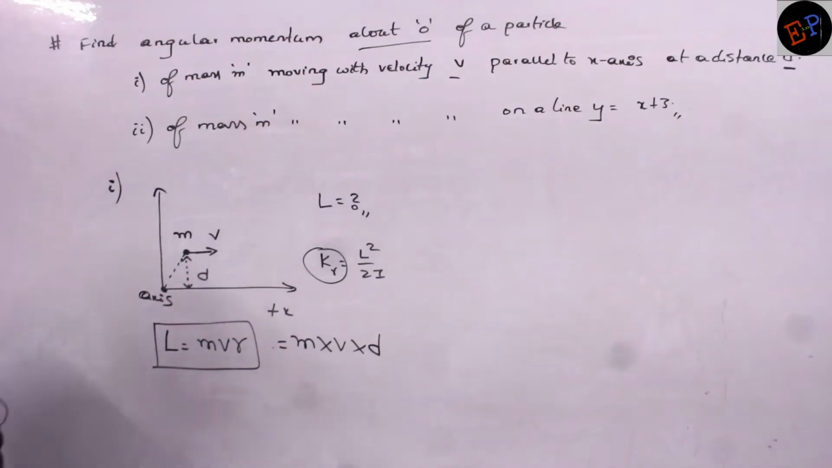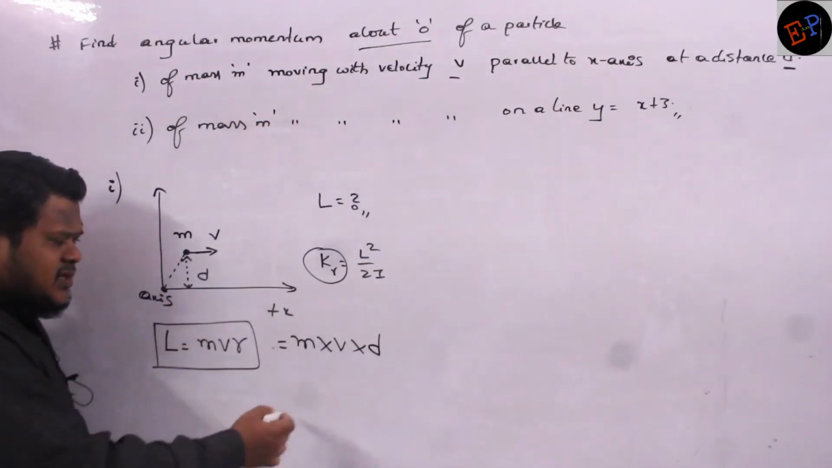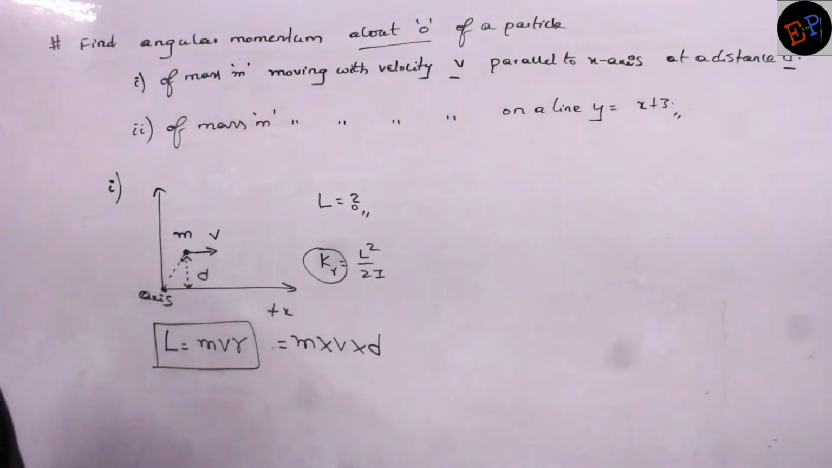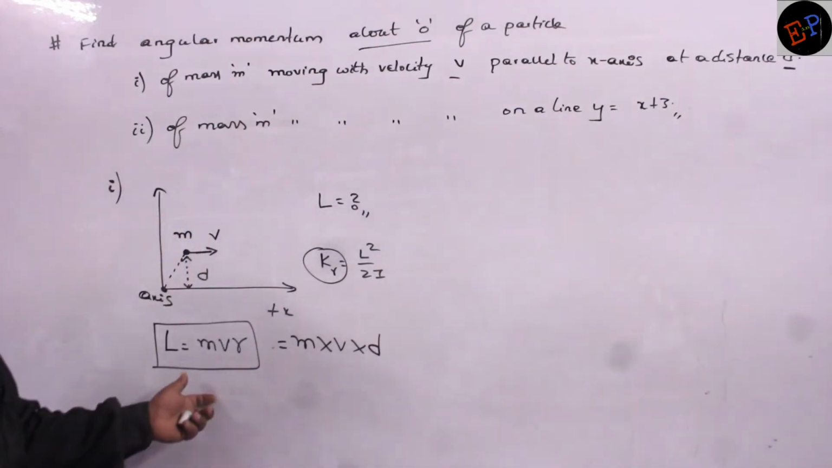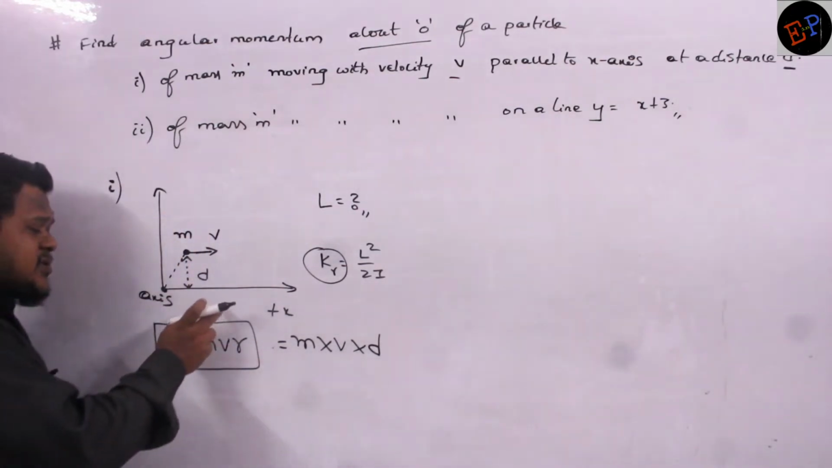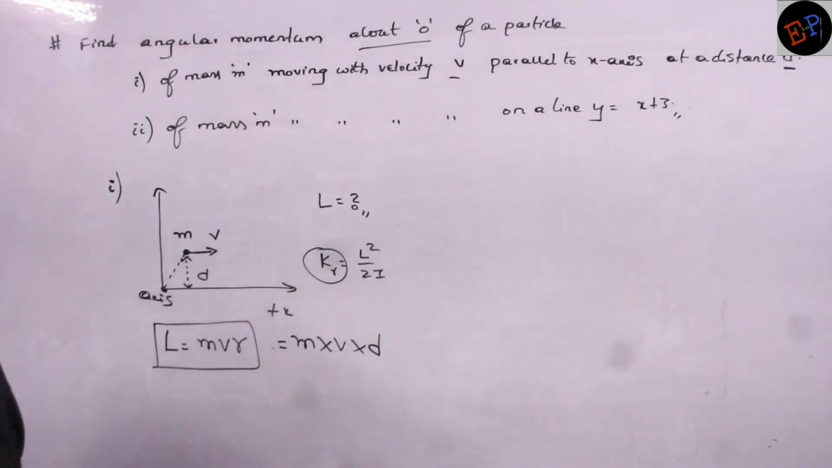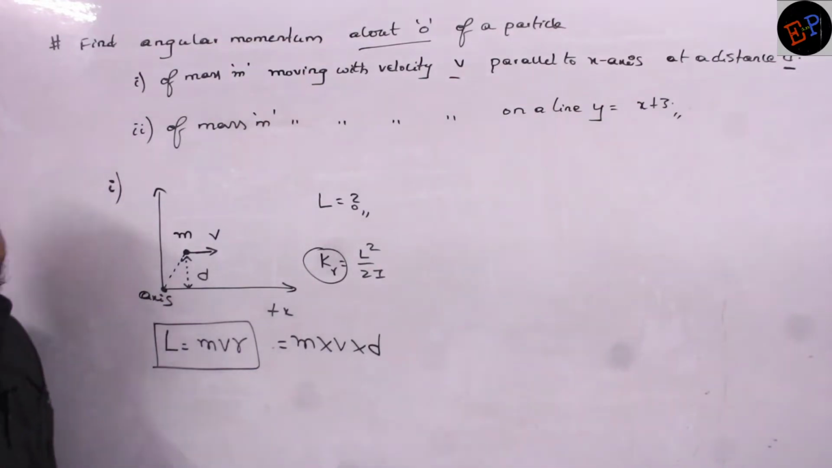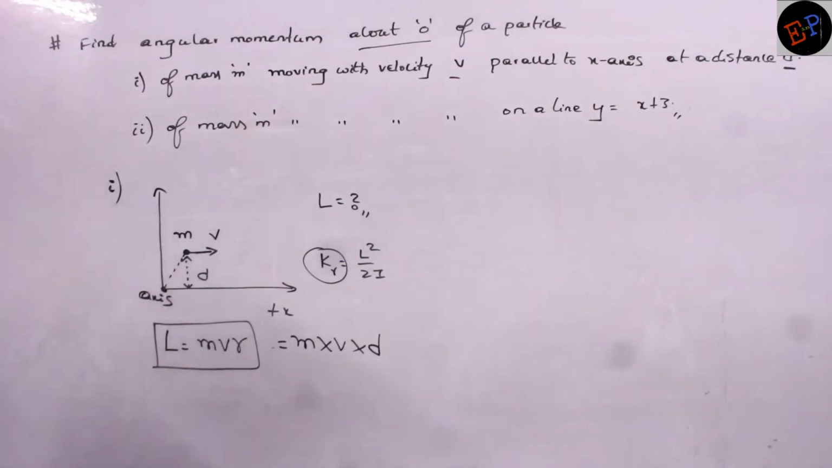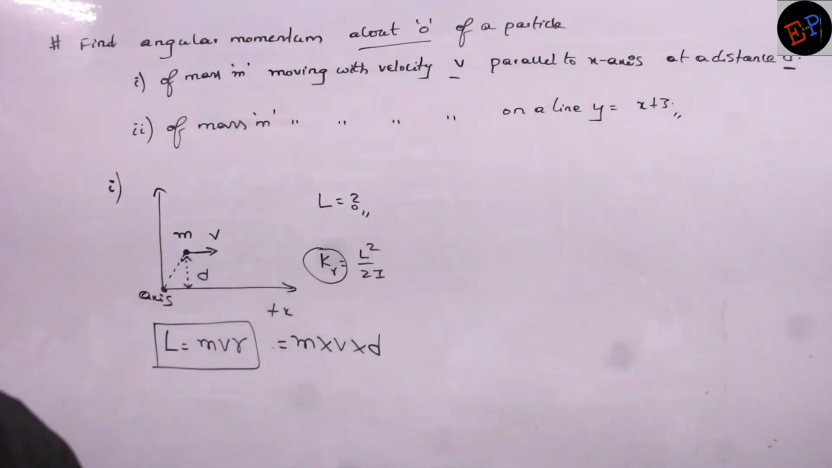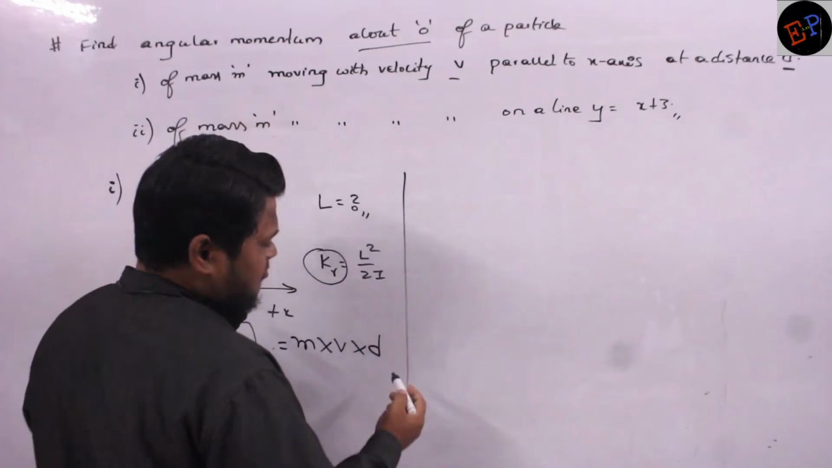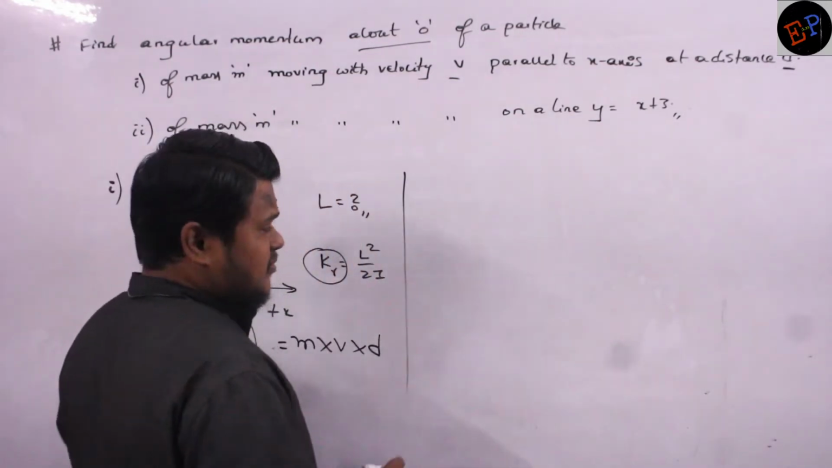Now the question is, angular momentum, is it a scalar quantity or a vector quantity? Vector quantity. So how can you find out the direction of angular momentum in this condition? He may ask the direction. One minute. The direction, the representation of angular momentum in vector form.